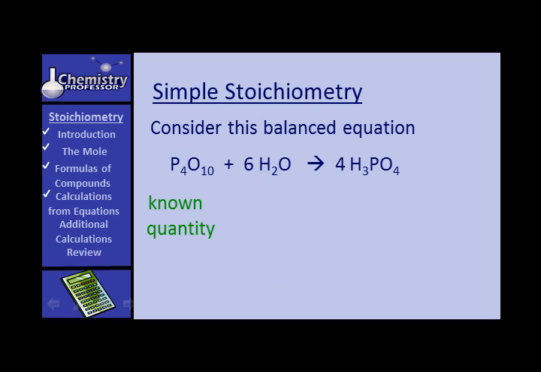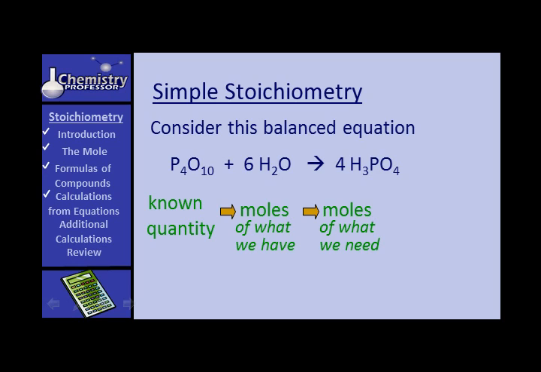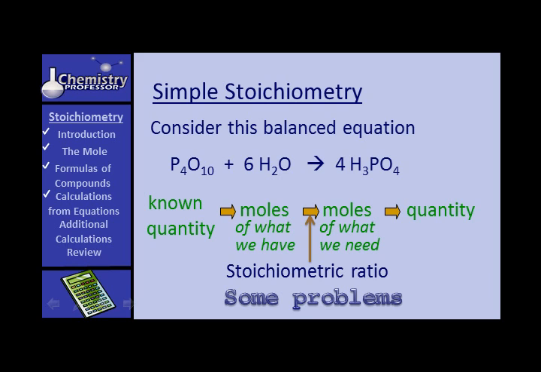We start with a known quantity of whatever. We convert that known quantity to moles of what we have. We get from moles of what we have to moles of what we need. And then, if necessary, we convert those moles of what we need to quantity of what we need. The question is, how do we do this? And the answer is the stoichiometric ratio. The stoichiometric ratio is the key. Well, let's work some problems.